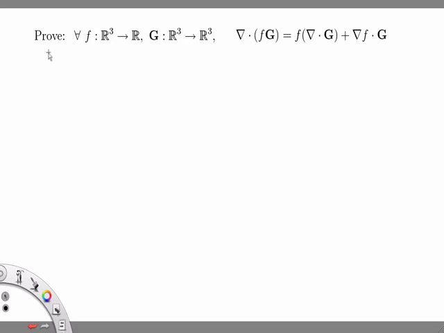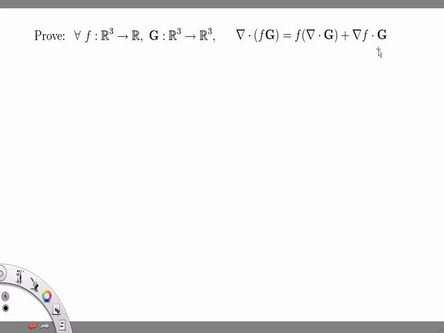So in this case, we want to prove a general property about the divergence of a product of a scalar function, little f, which is a function from R3 to R, and a vector field in R3, G. And it's essentially the product rule for divergence. So the divergence of the product f times G is f times the divergence of G plus the gradient of f times G, where times here, I mean the dot product of these two vector fields.